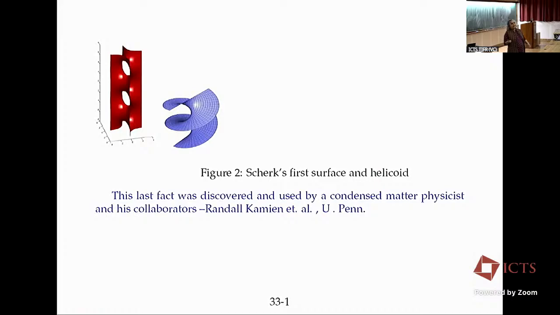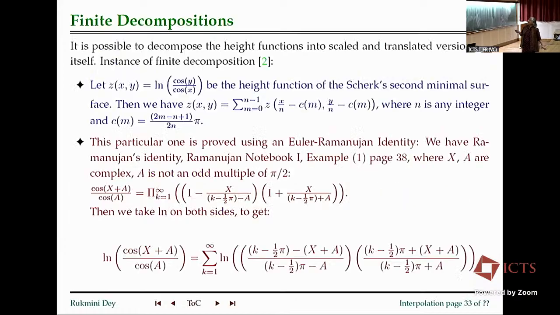Yeah, hard question. The Euler-Ramanujan identity is very God-given. I don't know, other identities may also give us such things. Like this one also gave us this one. Actually, we are trying to see if there are other identities, using certain techniques, which will give us exact minimal surfaces on the right-hand side, height functions. Some success, let's see.